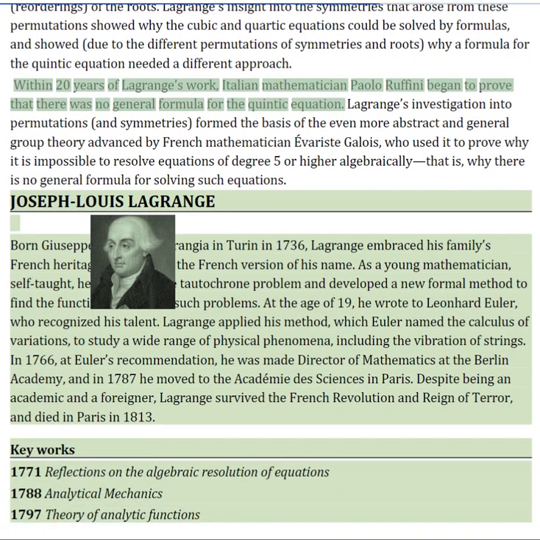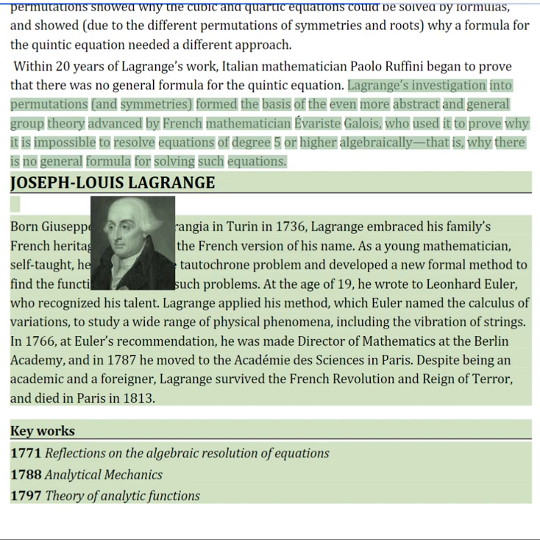Within 20 years of Lagrange's work, Italian mathematician Paolo Ruffini began to prove that there was no general formula for the quintic equation. Lagrange's investigation into permutations formed the basis of the even more abstract and general group theory advanced by French mathematician Évariste Galois, who used it to prove why it is impossible to resolve equations of degree 5 or higher algebraically, that is, why there is no general formula for solving such equations.